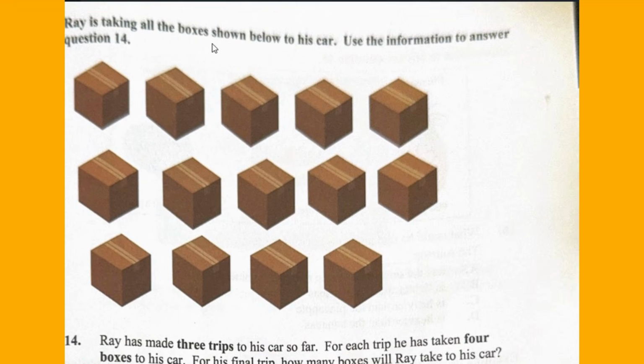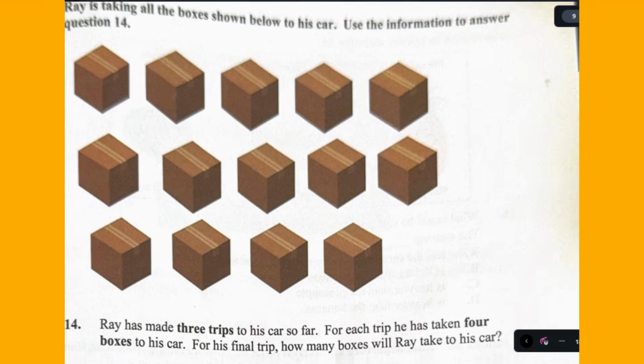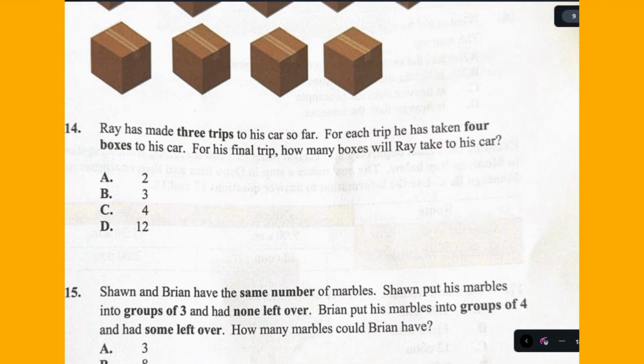Ray is taking all the boxes shown below to his car. Use the information to answer question 14. So here are the boxes. Let us see what question 14 says. Ray has made 3 trips to his car so far. For each trip, he has taken 4 boxes to his car. For his final trip, how many boxes will Ray take to his car?